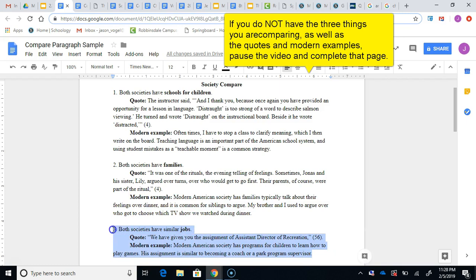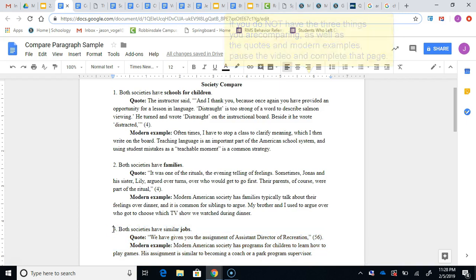If you do not have a society comparison page that looks like this at this point, please pause the video and complete your sheet. If, however, you have everything that you need at this point and your society comparison page looks like this, you are ready to write your paragraph.